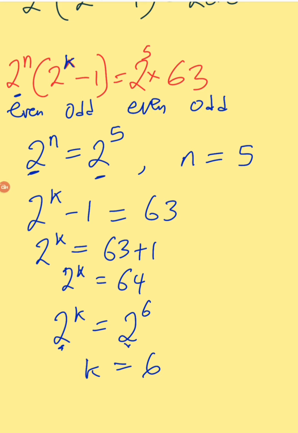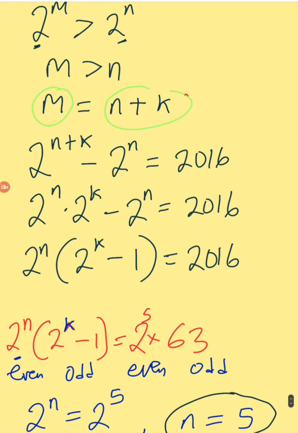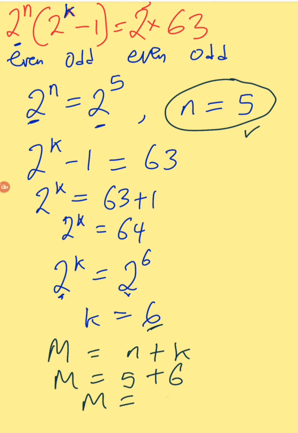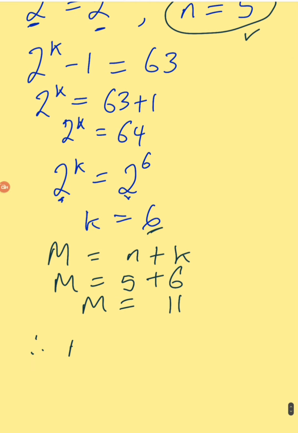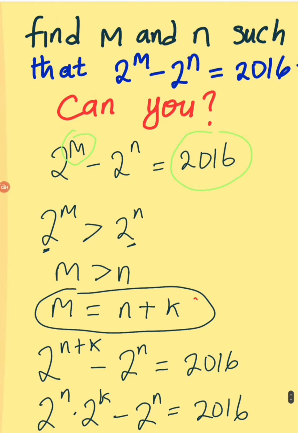But we are not looking for k, we are looking for m and n. Already n is equal to 5, but we need to get m. There was a place where we wrote that m is equal to n plus k. So m will now be n, which is 5, plus k, which is 6. So m will give us 11. Therefore, m is equal to 11 and n is equal to 5. These are the solutions to the original equation given to us.